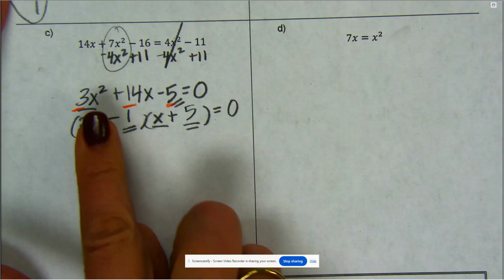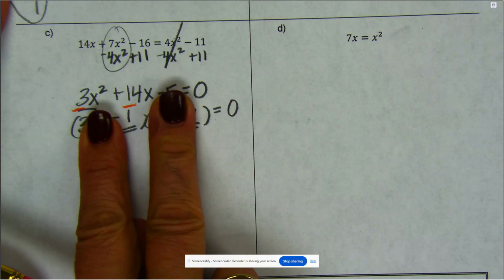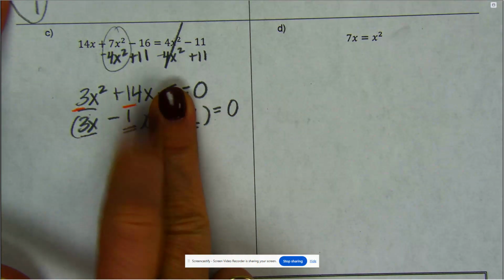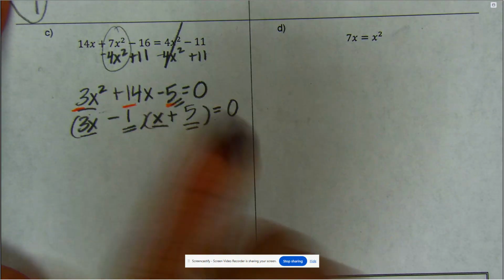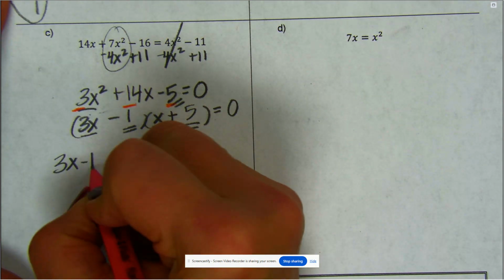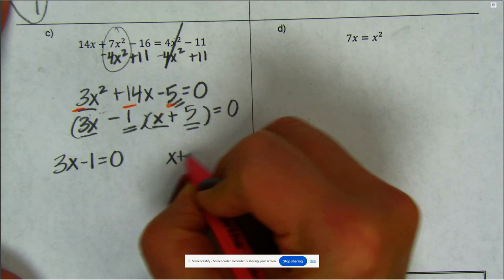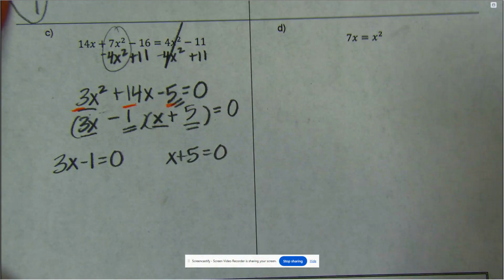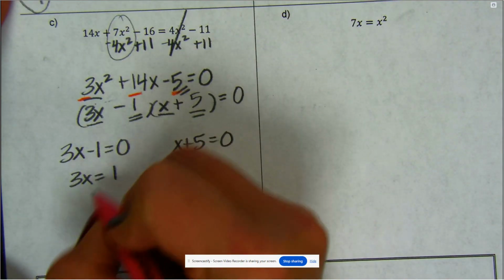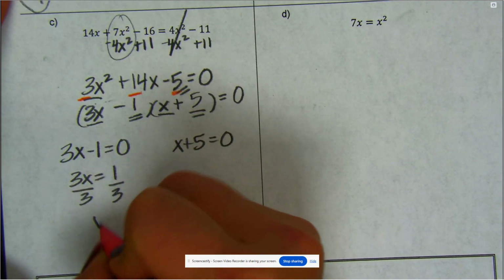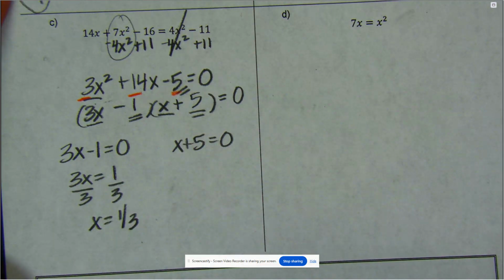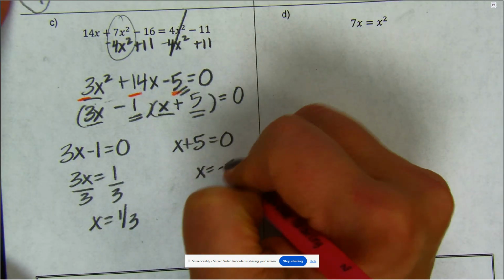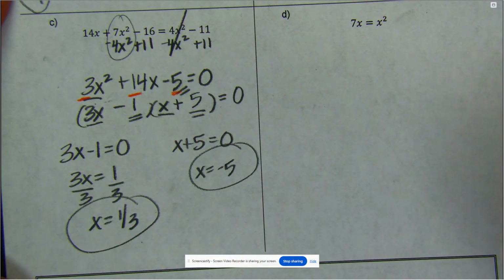Now look, I have something times something equals 0. So either this one equals 0 or this one equals 0. So I write those out. 3x minus 1 equals 0, or x plus 5 equals 0. So now the solutions to this problem are x equals 1/3, or x equals negative 5. And if you did the quadratic formula, you would get those exact same answers.